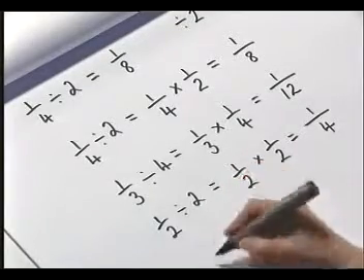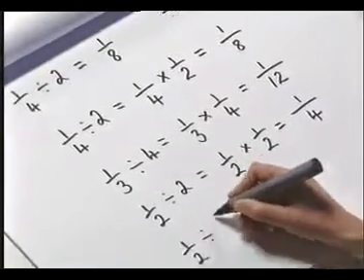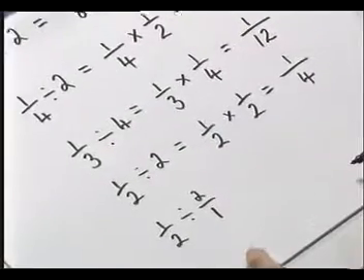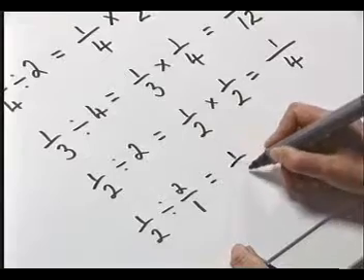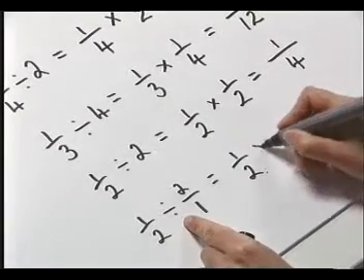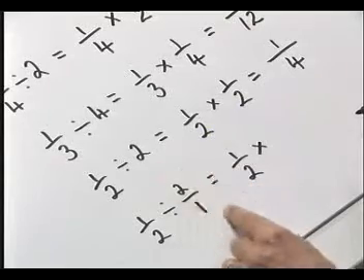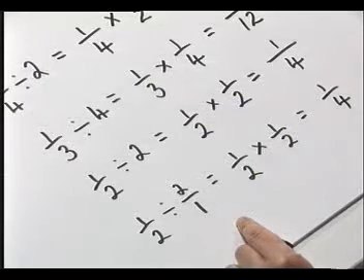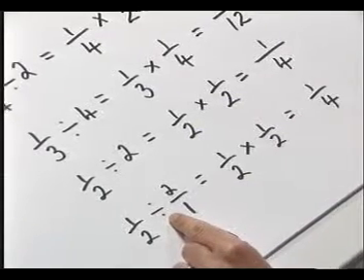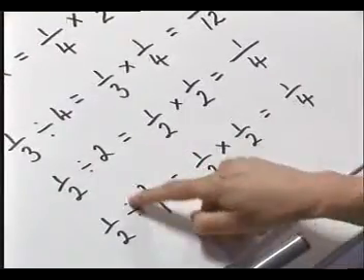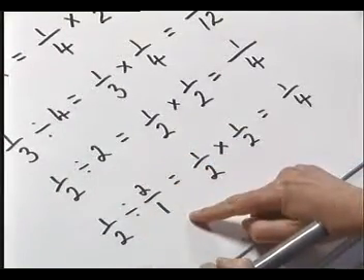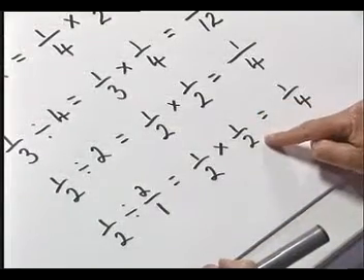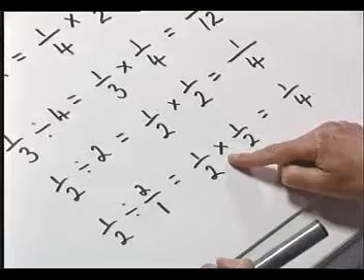Now, as we can write any whole number as a fraction, I could write this as a half divided by 2 over 1. And then what's happening here is when I multiply, I'm turning this upside down. So to divide fractions, you take the divisor, the one that's doing the dividing, and you turn it upside down and you multiply. Let's do some more examples.